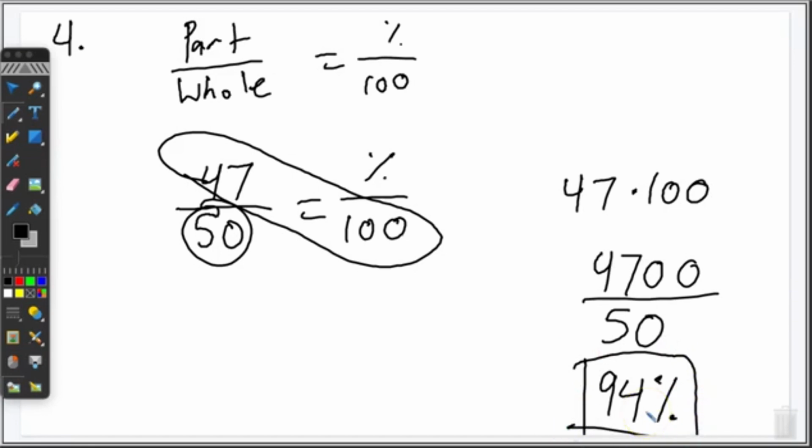All right? And is 94% bigger than 92%? Greater than 92%? Yes. So your answer would be Liz answered 47 of the questions correctly, which is greater than 92%. So Liz earned the higher score. Liz, higher score.